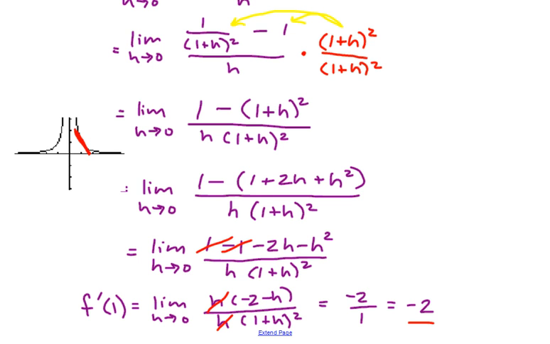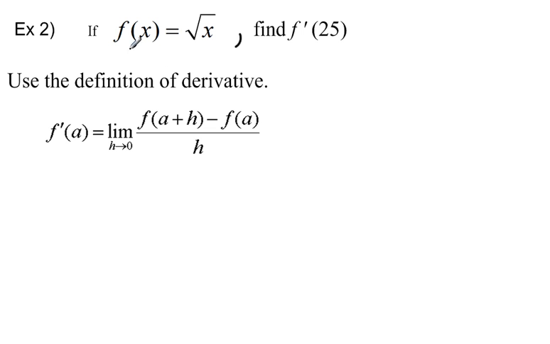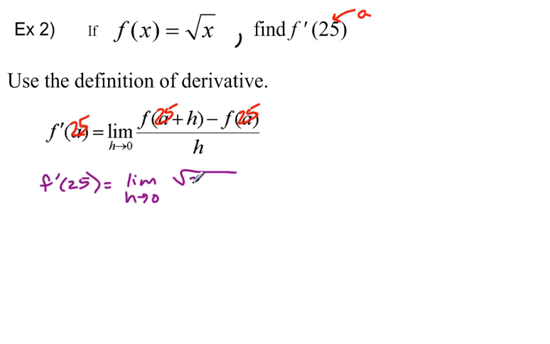All right, so we're ready to go on to our next problem. In our next problem, we have a new function, f of x equals root x, and this time we're finding the derivative at 25. So that's going to be our a value. So this time, where we have a, we're going to replace it with 25 all the way across. All right, so f prime at 25 equals the limit as h approaches 0 of f of 25 plus h. So let's put that in here, the square root of 25 plus h minus, well, what's the square root of 25? That's just 5, all over h.